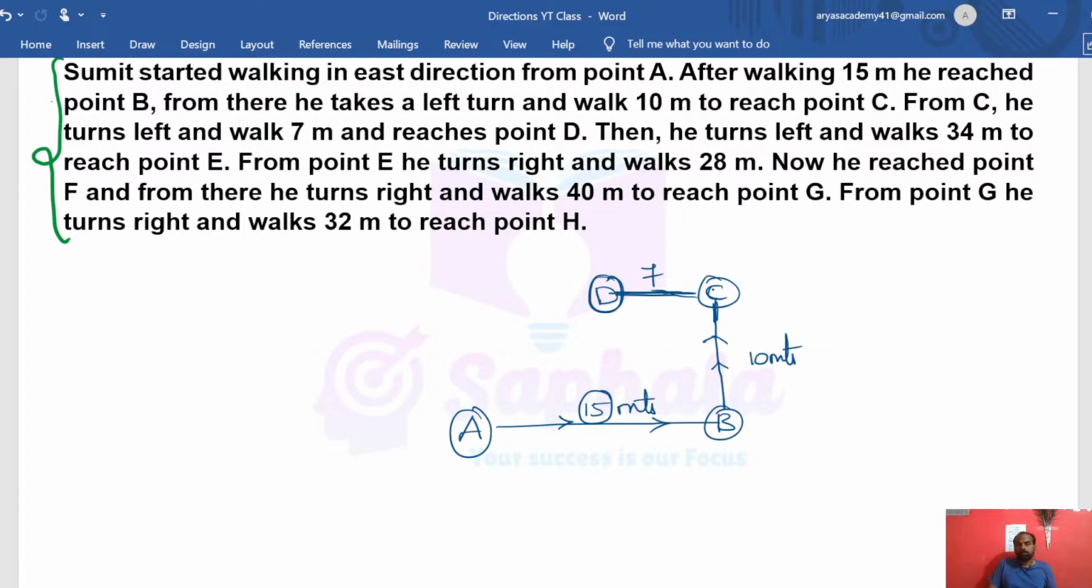He turned left. He is moving this way. So 7 meters height. Reached point D. Then he turns left again and walks for 34 meters. So if he turns left, he has to come this way towards south.